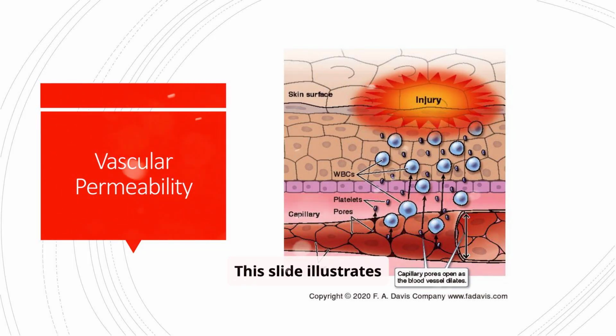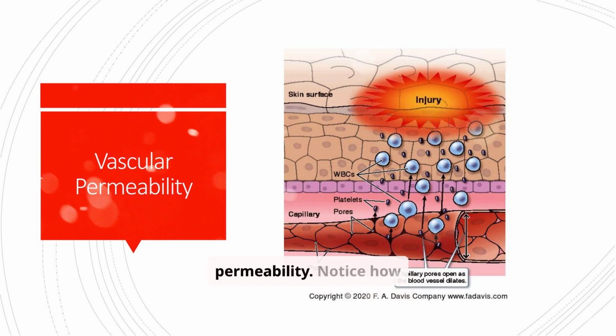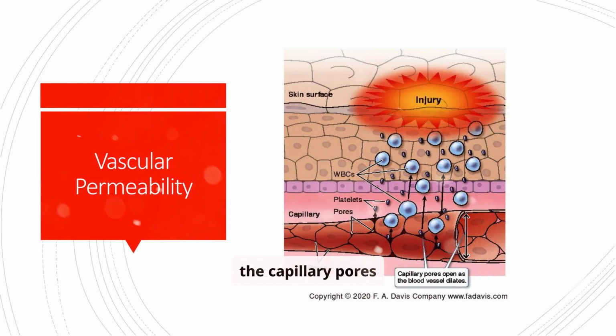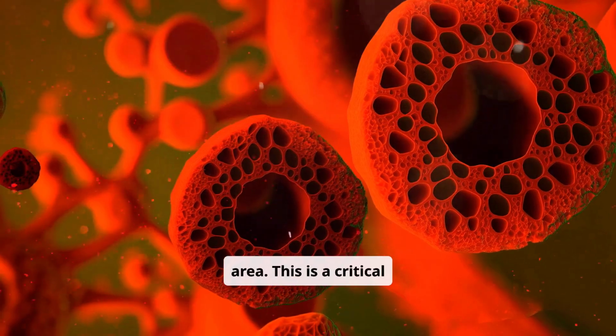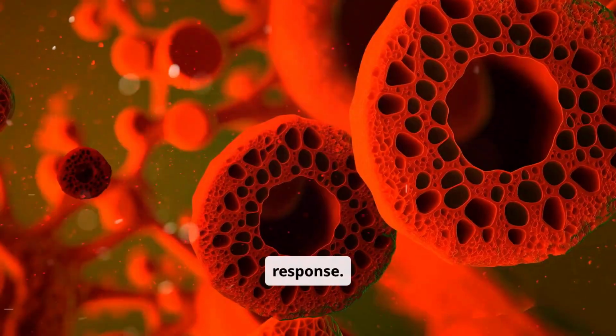This slide illustrates vascular permeability. Notice how the capillary pores open as the blood vessel dilates, allowing WBCs and platelets to move through to the injured area. This is a critical step in the inflammatory response.